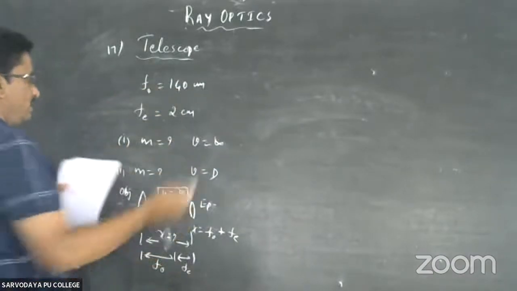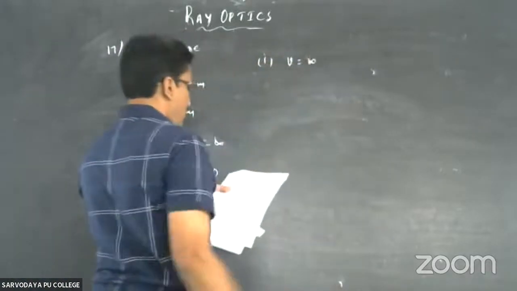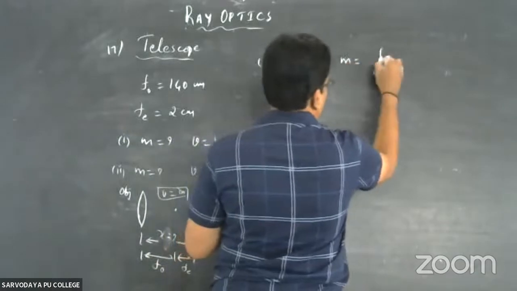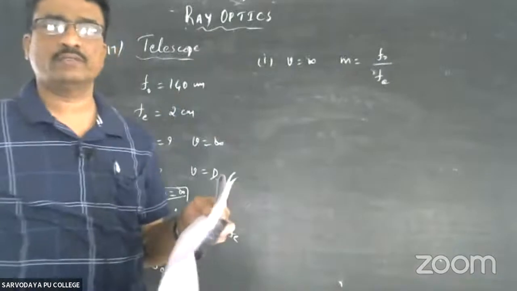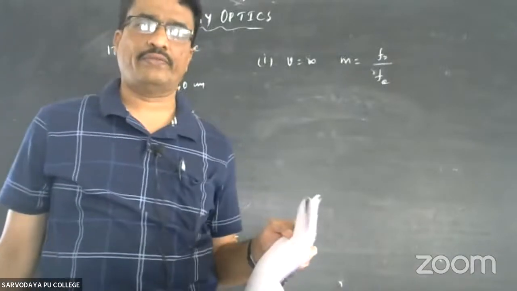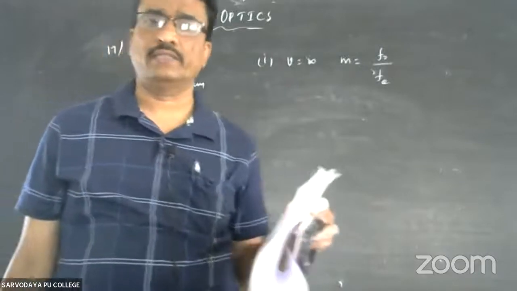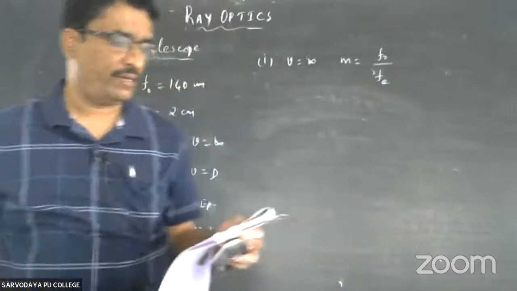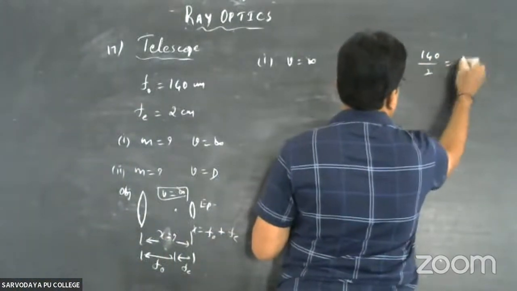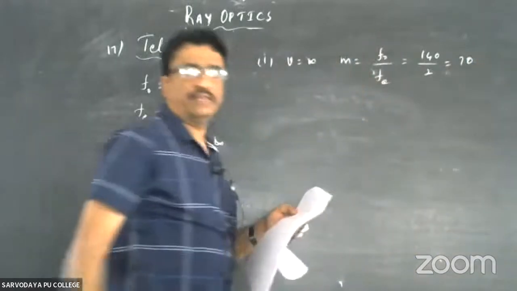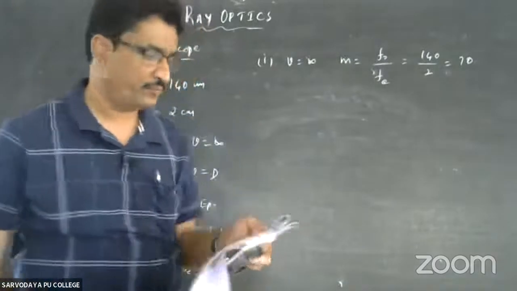But once you consider the final image at infinity, magnification is simply equal to f naught by fe. It is angular magnification that we will come across in the case of a telescope. In the case of a microscope, linear magnification will be considered. Therefore, f naught by fe is 140 by 2, which is 70. Okay, 70 is the magnifying power of the telescope when V is equal to infinity.